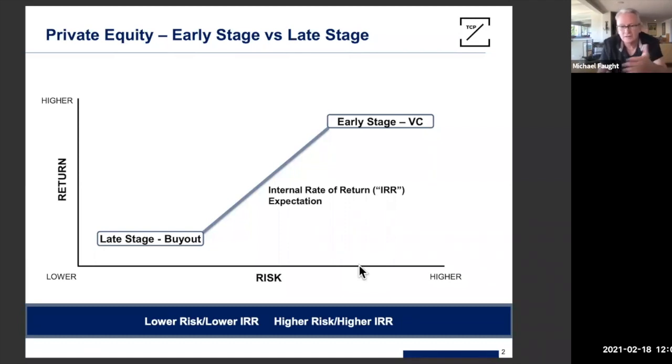So if you look at the chart, you've got risk across the bottom and return on the left side. And what that basically says is the more risk you're willing to tolerate, the higher return you should expect. So this is the traditional internal rate of return expectation curve. And again, the lower the risk, the lower the return that should be expected. I don't think I'm telling you anything you don't already know.